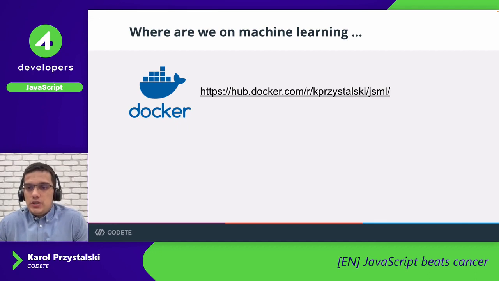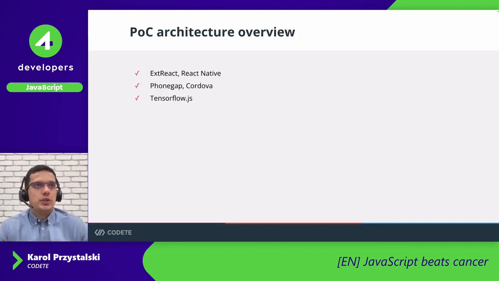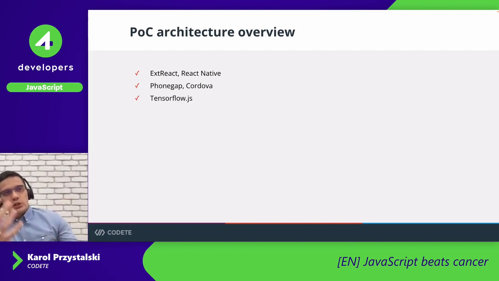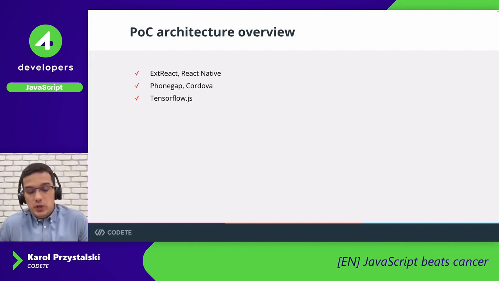If you would like to start working with machine learning and JavaScript, you can download one of my Docker images, where you have the whole environment installed. There is obviously Jupyter Notebook with the JS kernel and the most obvious libraries that I need to do this research.